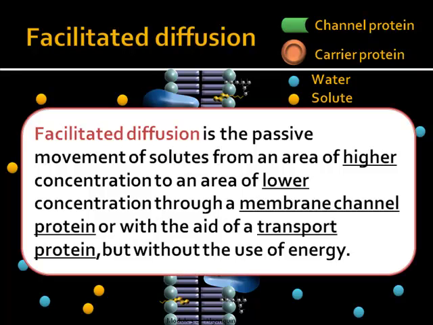Facilitated diffusion is the passive movement of solutes from an area of higher concentration to an area of lower concentration through a membrane channel protein, or with the aid of a transport protein, but without the use of energy.